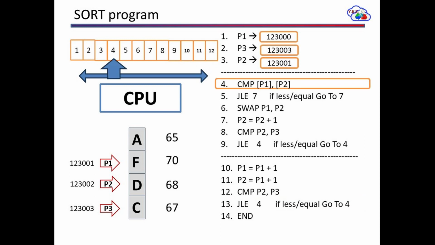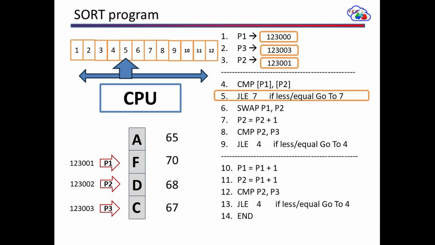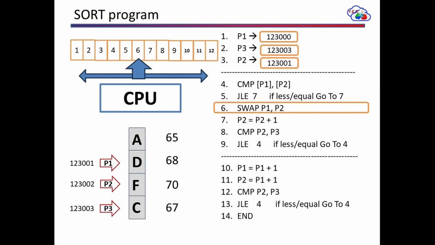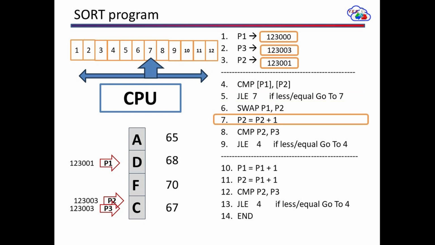Compare the contents of the byte pointed to by P1 with the byte pointed to by P2. Skip if 70 is less than or equal to 68. False, then move on to the next statement. Swap the character F for the character D. P2 points to the next character, the character C.